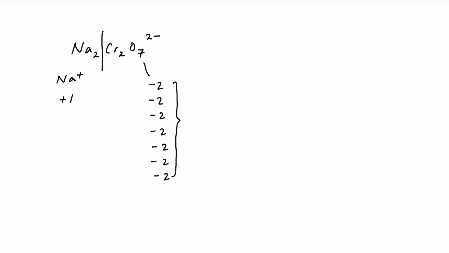So altogether that comes to -14, which means that each of the chromiums must have an oxidation state of +6, because +6 plus 6 is 12, 12 minus 14 is -2, and that is the charge on the ion. Again, be really clear here that we are quoting the oxidation state for each atom in our compound or in our ion. So we would say that chromium has an oxidation state of +6. We don't say that chromium has an oxidation state of +12.